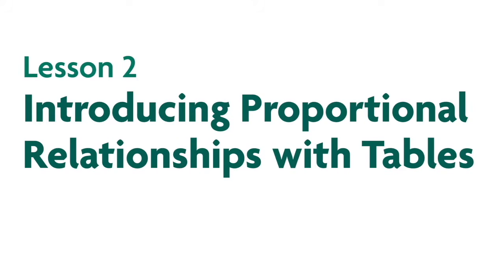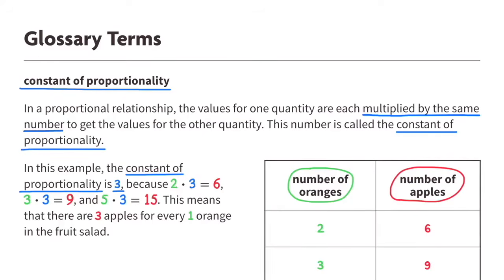7th grade. Unit 2, Lesson 2, Introducing Proportional Relationships with Tables. There are a couple key glossary terms in this unit. The first term that you need to know is constant of proportionality. In a proportional relationship, the values for one quantity are each multiplied by the same number to get the values for the other quantity. This number is called the constant of proportionality.